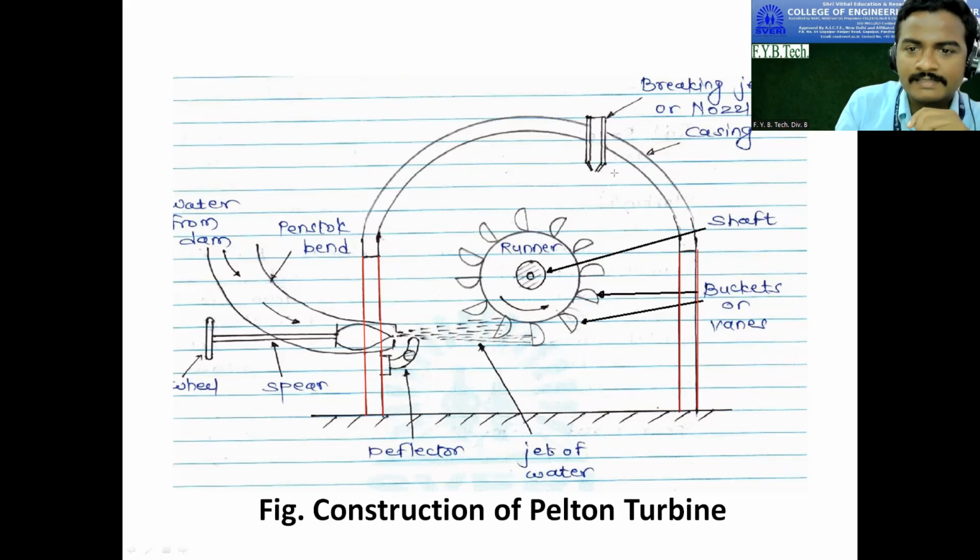Okay, then draw a semicircle. That is called the casing of the turbine. Draw a semicircle.